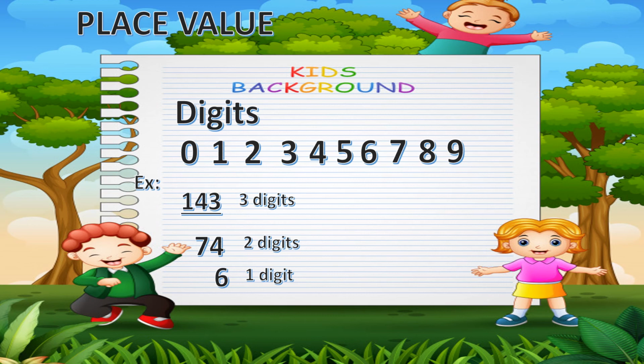Okay, we have here an example. 143 is made up of 3 digits. Another example is 74. 74 is made up of 2 digits. And we have the number 6. 6 is made up of 1 digit. Got it?